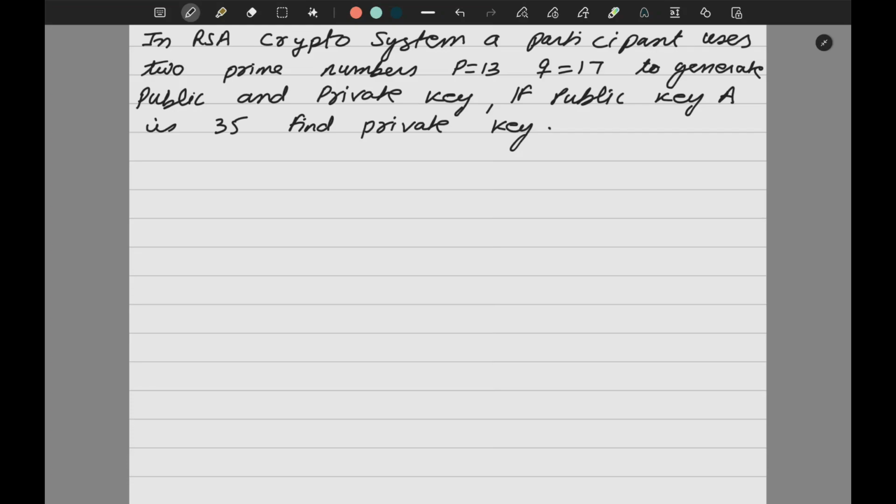The first question says that in RSA crypto system, a participant uses two prime numbers P is equal to 13 and Q is equal to 17 to generate public and private key. If public key A is 35, find the private key. Okay, so now see how we will start the question. Please see the previous video where I have listed down all the steps. If you follow the steps, you will not make any mistake.